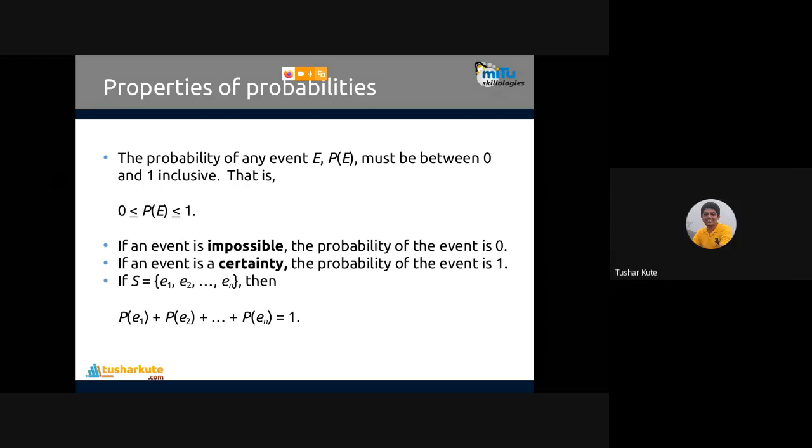And let's say S, the sample space, is the set of all the events E1, E2, E3 till En. Then the probability of E1 plus the probability of E2 plus the probability of E3 plus the probability of E4 till the probability of En is equal to 1.